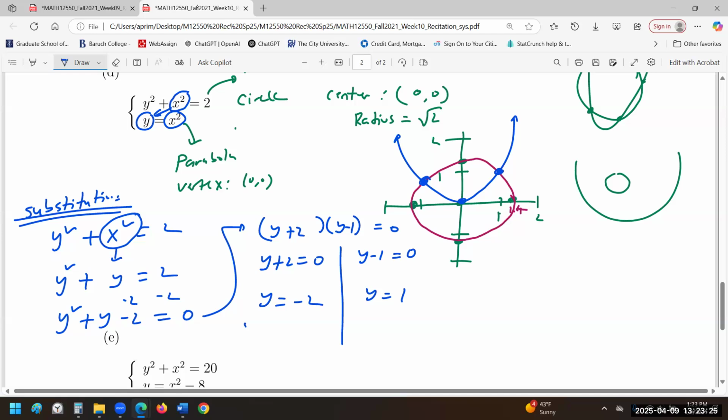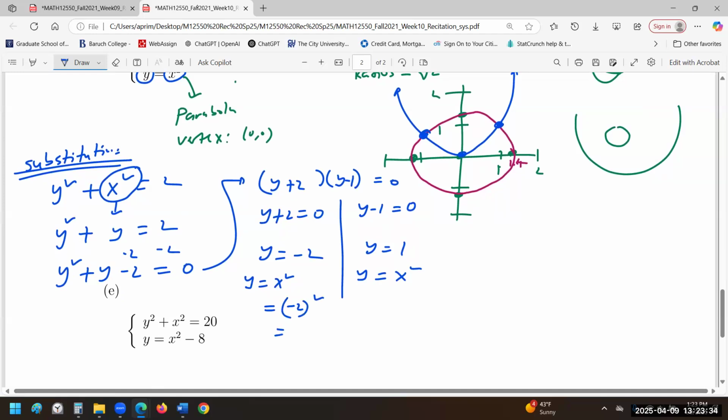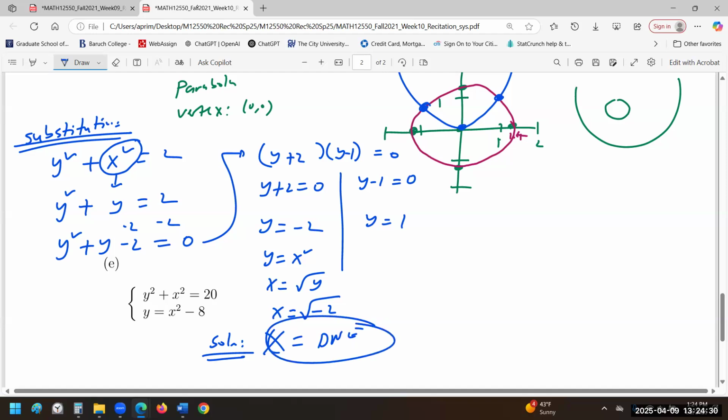Now for each one of them, we know y is x squared. So for y is negative 2, we get negative 2 squared, which is 4. For this y, we have 1 squared, which is 1. So the solution is a pair. What is the x here? For the left solution, x is 4, sorry, my bad, other way around. I did something stupid. Y is x squared, so x is the square root of y. So x is the square root of negative 2, which does not exist, meaning imaginary. So we don't get any solution here.